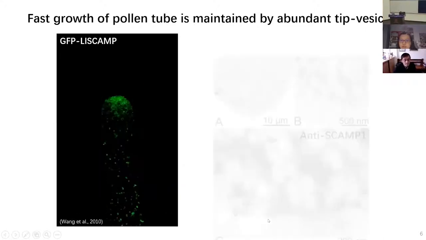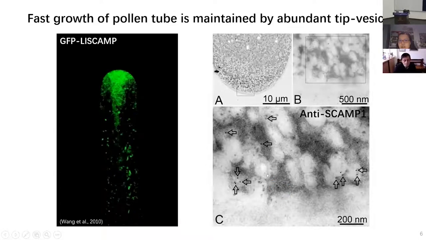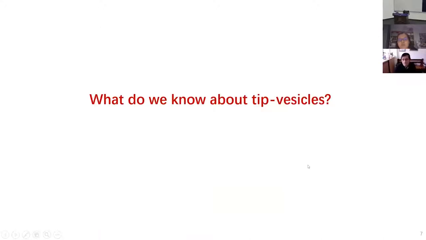The fast-growing pollen tube is featured by abundant tip vesicles in the tip region, the growing hotspot. Their establishment and coordination are very important for pollen tube growth. What do we know about these vesicles? Before this question, let's first get to know the structure of a pollen tube.